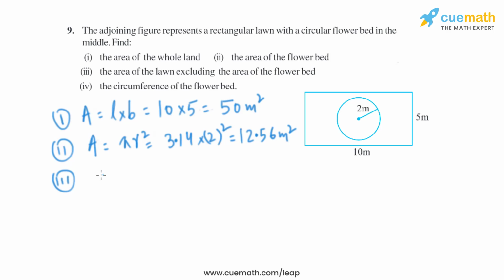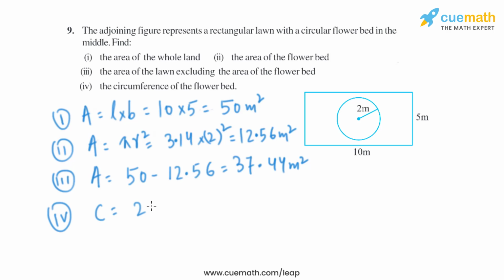Now in the third part we have to find the area of the lawn excluding the area of the flower bed. So we'll subtract the area of the flower bed from the area of the lawn. So it will be 50 minus 12.56, which is same as 37.44 square meter.